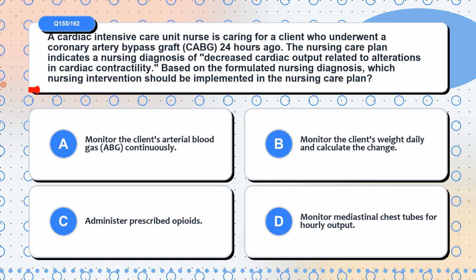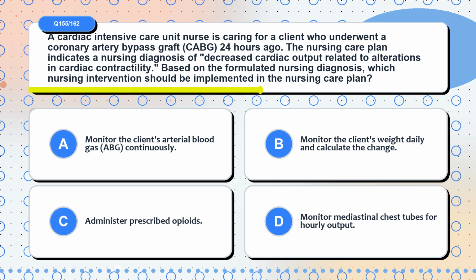Question 155. A cardiac intensive care unit nurse is caring for a client who underwent a coronary artery bypass graft, CABG, 24 hours ago. The nursing care plan indicates a nursing diagnosis of decreased cardiac output related to alterations in cardiac contractility. Based on the formulated nursing diagnosis, which nursing intervention should be implemented in the nursing care plan?